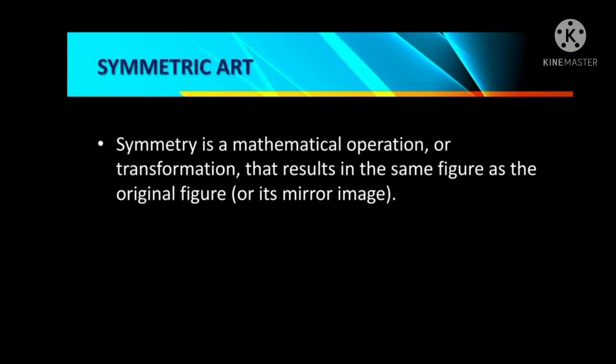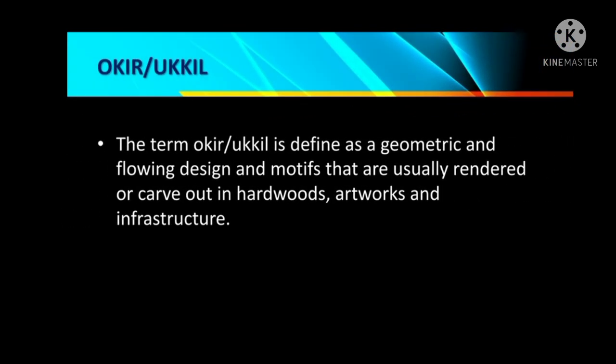Symmetry is a mathematical operation or transformation that results in the same figure as the original figure or its mirror image. So it means that both sides of an object are the same or balanced. One example of symmetric art is okir or ukkil. The term okir or ukkil is defined as a geometric and flowing design and motifs that are usually rendered or carved out in hardwoods, artworks, and infrastructure.